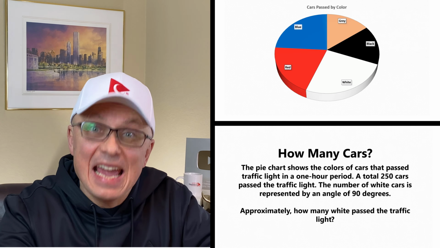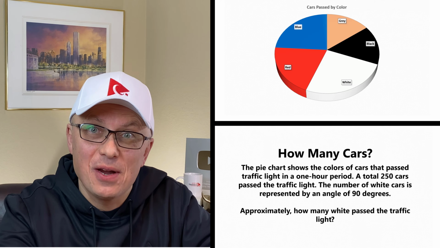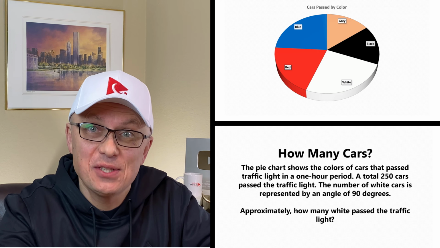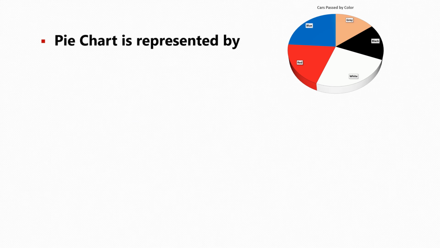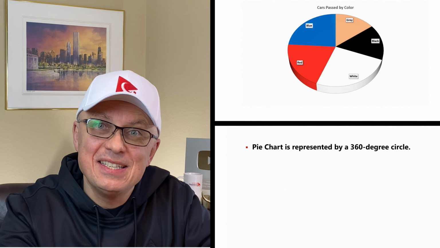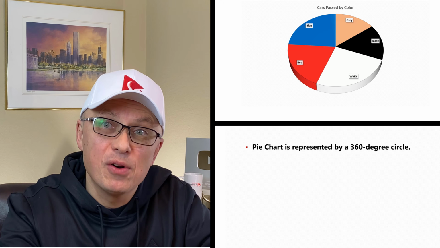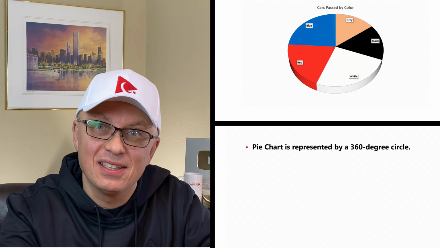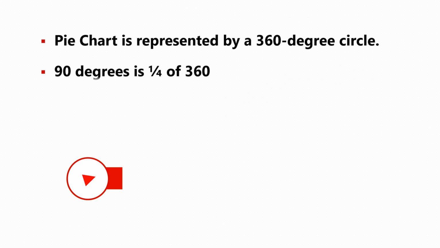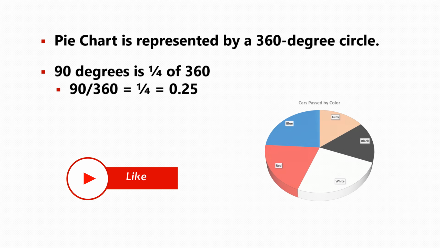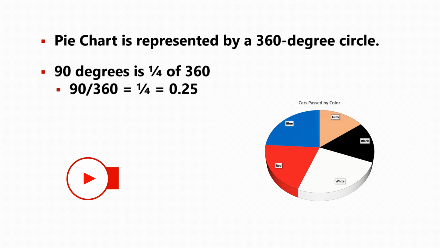A lot of times, the answer is given to you as part of the question. And this is one of those cases. A pie chart is represented by a 360-degree circle. We know that a 90-degree angle represents the number of white cars passing the traffic light, and 90 degrees is a quarter of 360. To do the calculations, you need to divide 90 by 360, which is a quarter or 0.25.